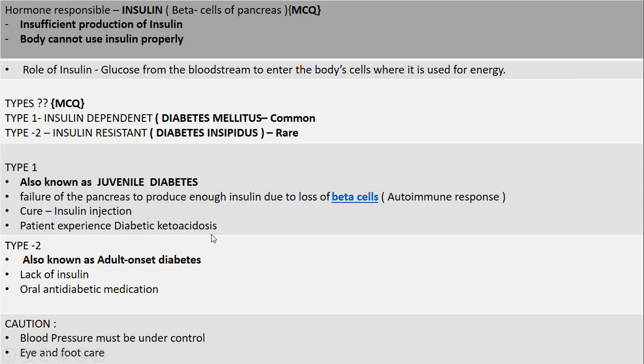Just remember, type 1 diabetes shows diabetic ketoacidosis and not type 2. So this might become your MCQ also.